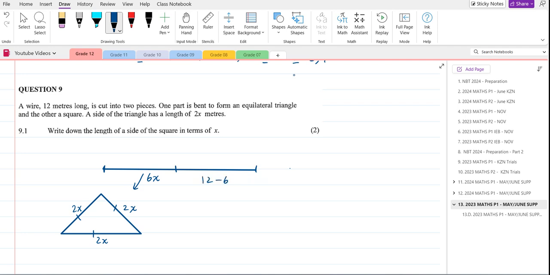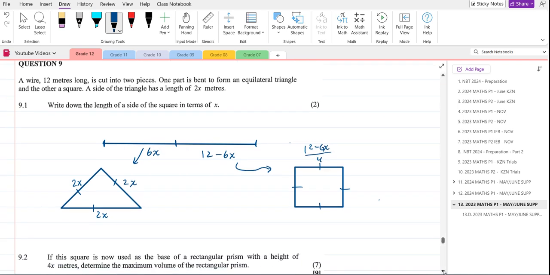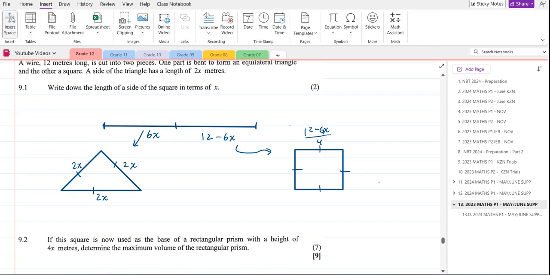So what's the balance here? 12 minus 6x. Write down the length of a side of a square in terms of x. Now remember, the 12 minus 6x needs to form a square. So if that is forming a square, each side is equal and you only have 12 minus 6x length. So it's going to be 12 minus 6x divided by 4. That will be the side of the square because each side is equivalent.